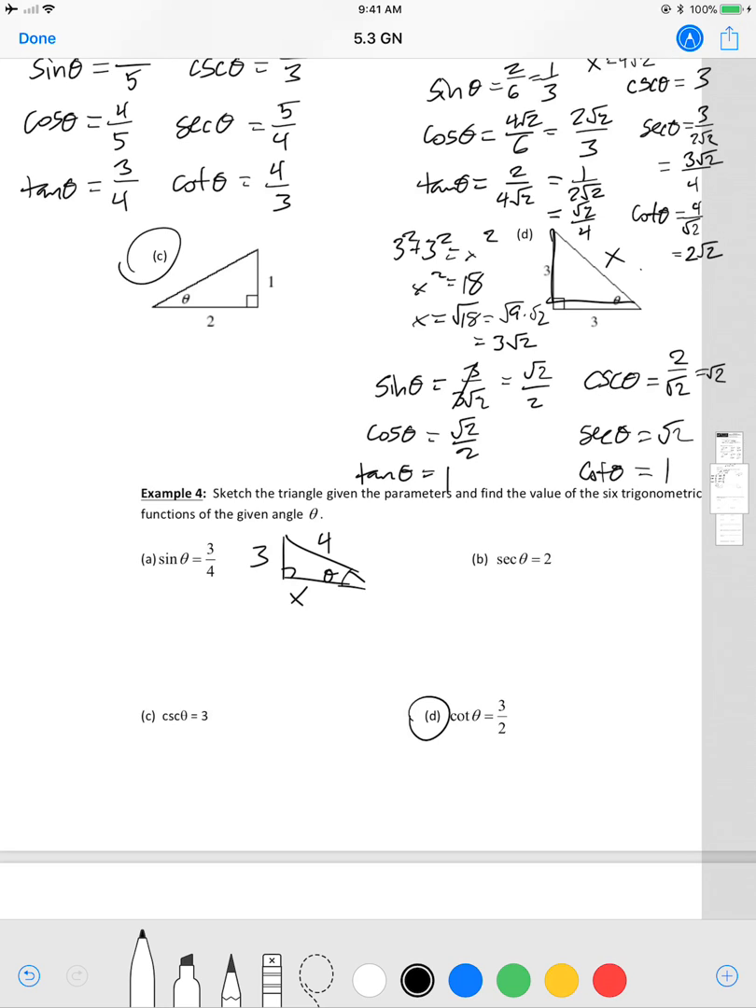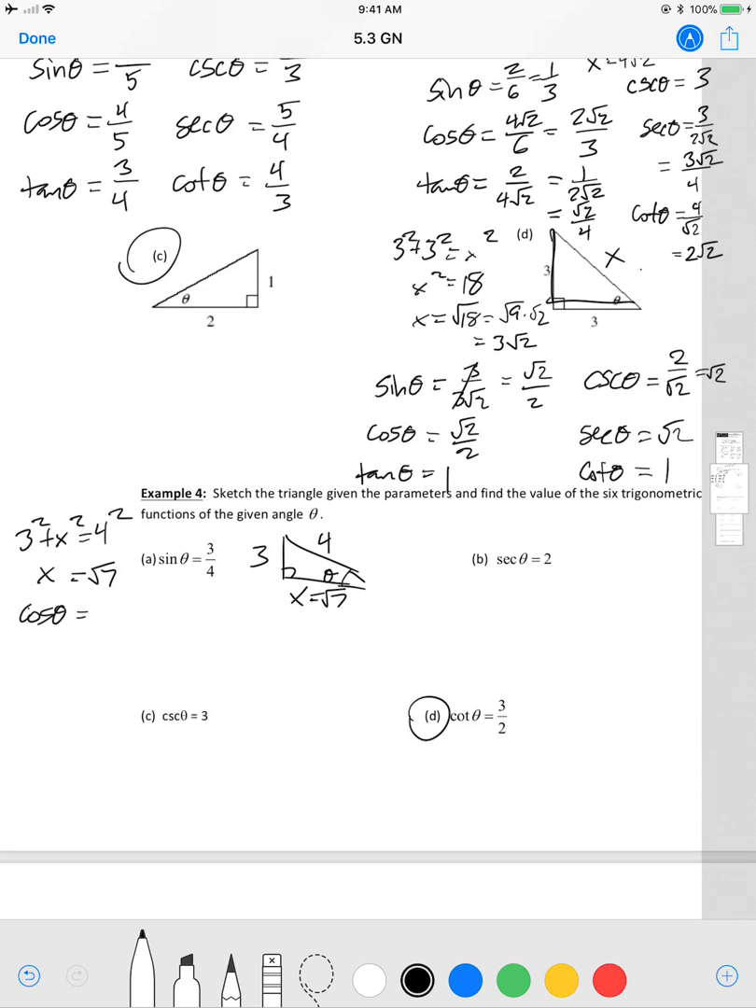3 squared plus x squared equals 4 squared. X ends up being the square root of 7. Okay, I know I skipped a bunch of steps there, but it's algebra. Hopefully you see how I got there. Come talk to me if you don't. Okay. So they gave me the sine.